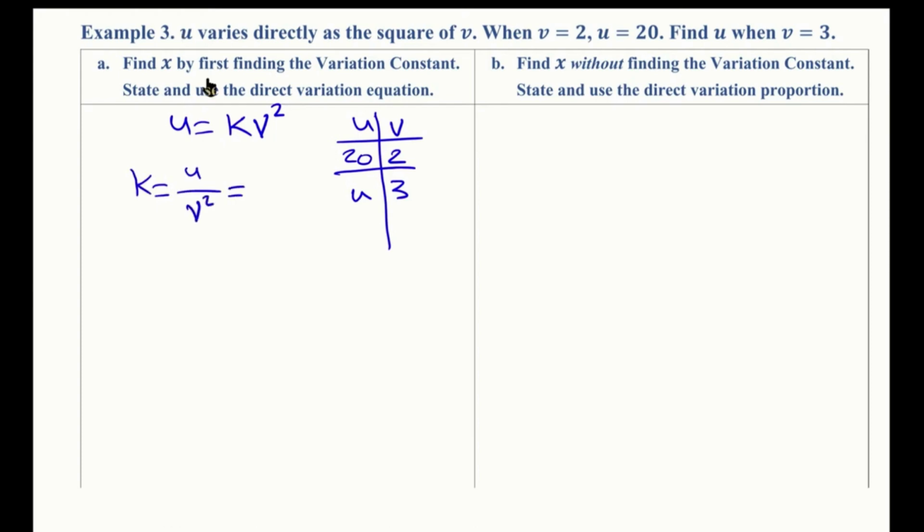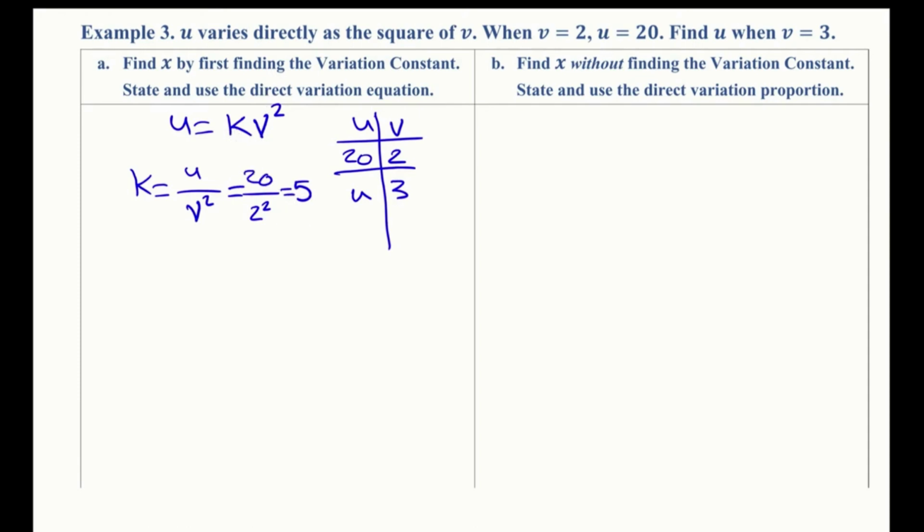So we're going to substitute values from the first row. So for u, we're going to put 20. For v, we're going to plug in 2, so we get 2 squared. And of course, that's 20 over 4, which is 5. So we just found the constant of proportionality, or the variation constant for this problem, and it is 5.